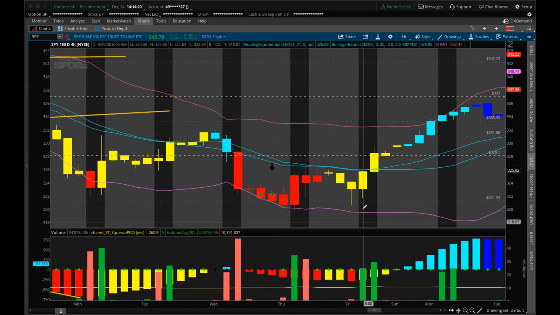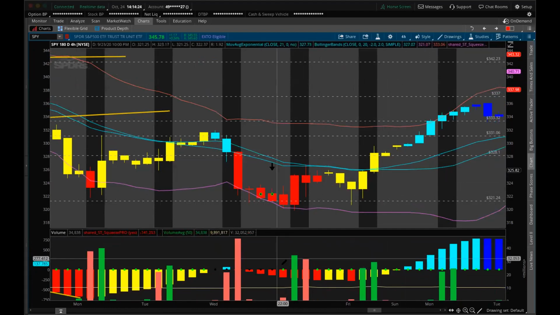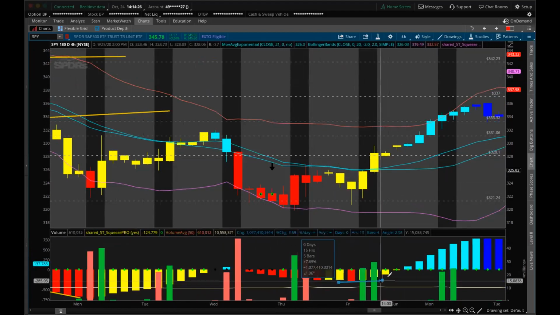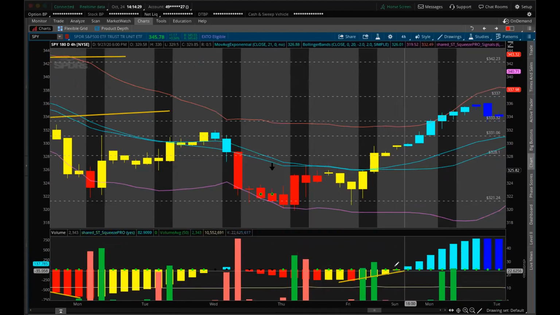Now here's where I would have been more inclined to follow the color depiction, because we can see that we're retracing back to the squeeze, bullish divergence. I have a yellow ticker, so my next thing I would be expecting is a light blue candle, right? Everybody see that? Any questions?